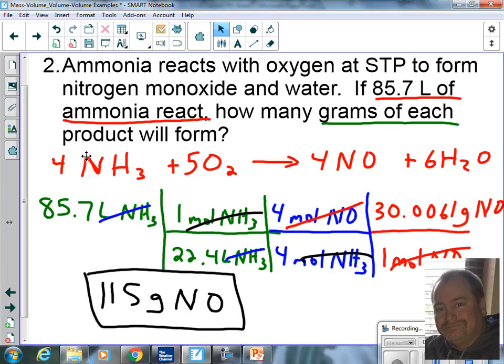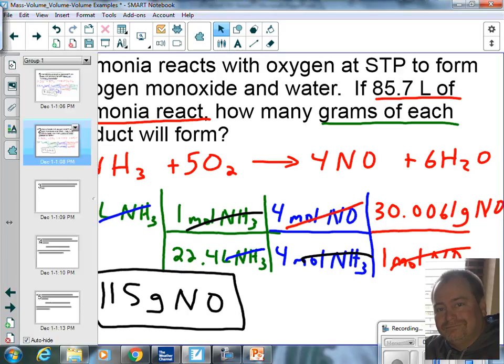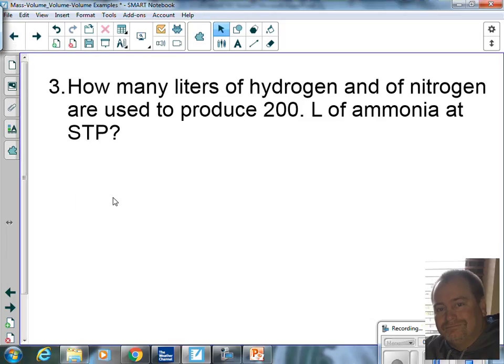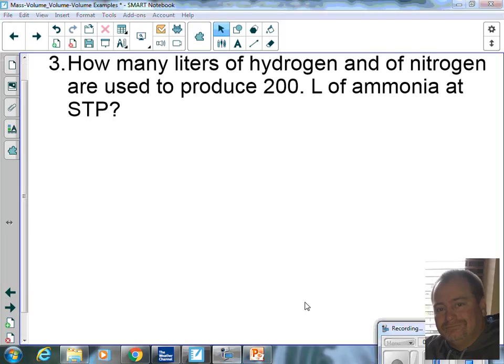So now this one was a volume to mass. The only one we haven't done yet is a volume to volume. And this is the easiest of them all to me. I'll give you a second to copy the question. The question states, how many liters of hydrogen and of nitrogen are used to produce 200 liters of ammonia at STP?